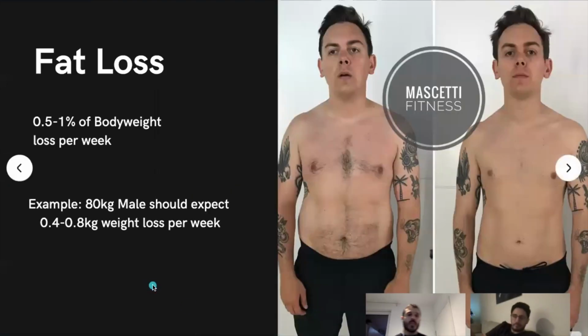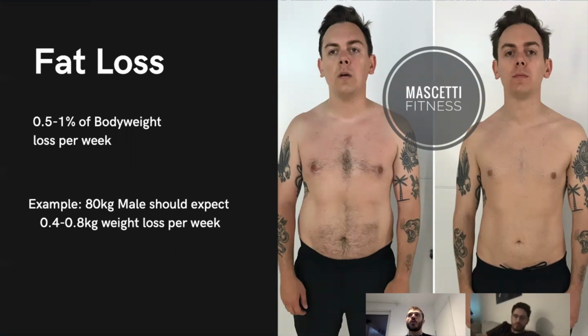So, for example, if we look at fat loss, I put the slides up because I want to help you understand if it's achievable or not. With fat loss, we actually have some targets that we can shoot for. For an average individual, if we're focusing on fat loss, we should be looking for a 0.5 to 1% of body weight loss per week.